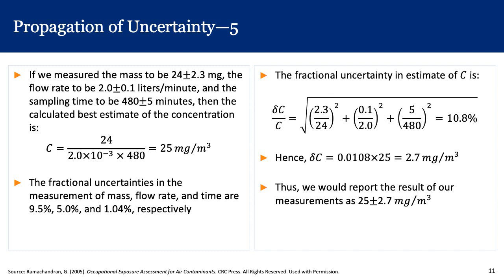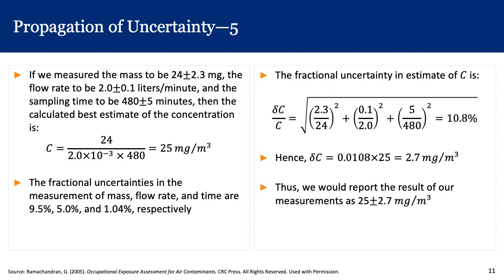Then the calculated best estimate of the concentration is the best estimate of the mass divided by the best estimate of flow rate times the best estimate of time. So it's 24 milligrams divided by 2 liters per minute times 480 minutes. In this case, you see that the liters per minute has been converted into cubic meters by multiplying it by 10 to the minus 3. So 2 liters is 2 times 10 to the minus 3 cubic meters. And so the best estimate of concentration is now 25 milligrams per cubic meter.